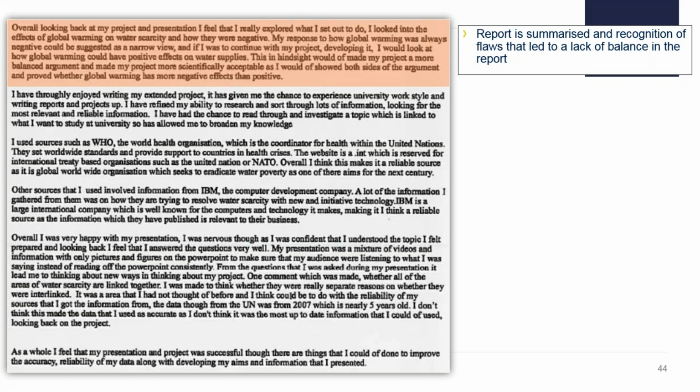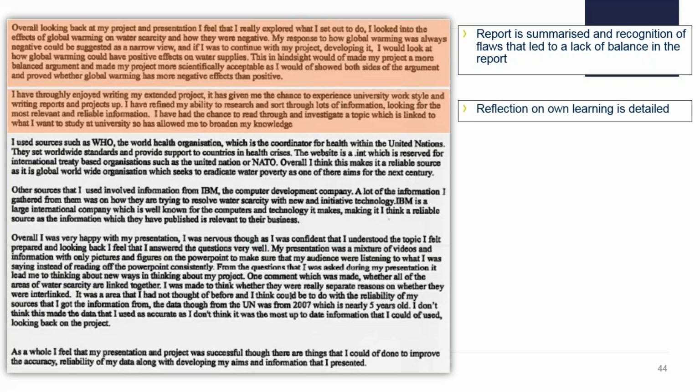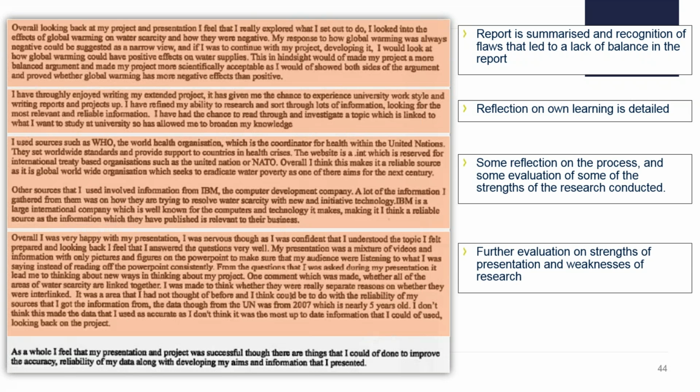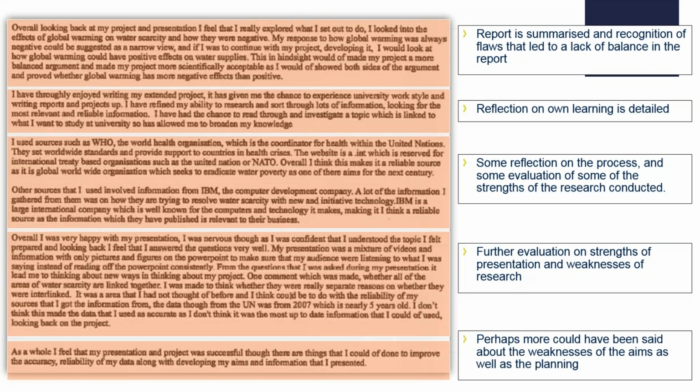Here you see the report is summarized at the beginning, and there's recognition of the flaws that led to a lack of balance. So this student is doing all 3 of the areas in a flowing, simultaneous way, and that's fine as well. Reflection on own learning is detailed. They're saying they thoroughly enjoyed the project, the chance to experience university work style, and so on. There's some reflection on the process and some evaluation of some of the strengths of research conducted. And there's some further evaluation on strengths of the presentation and weaknesses of the research. There's a nice balance of strengths and weaknesses here, and there's a focus on the process and the final product, as well as the student's own learning. We might say that perhaps more could be said about the weaknesses of the aims as well as the planning, but there's always something that a student could have talked more about in this section. This is a reasonably good one.